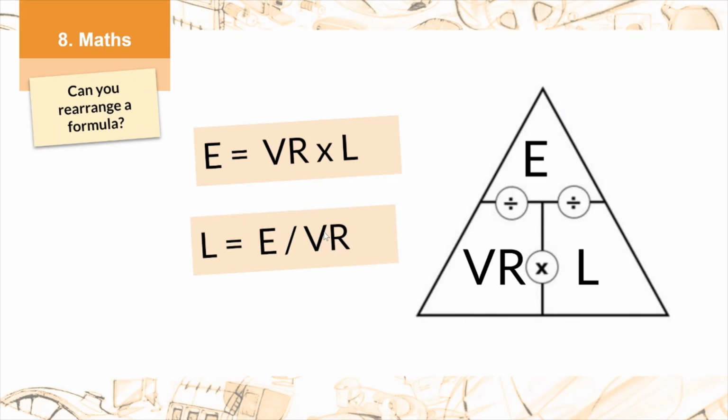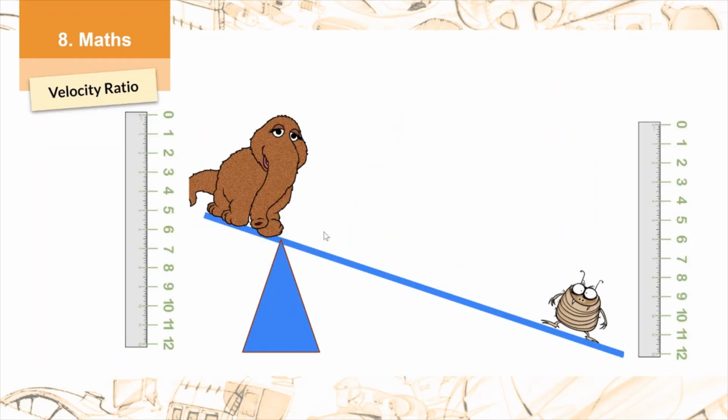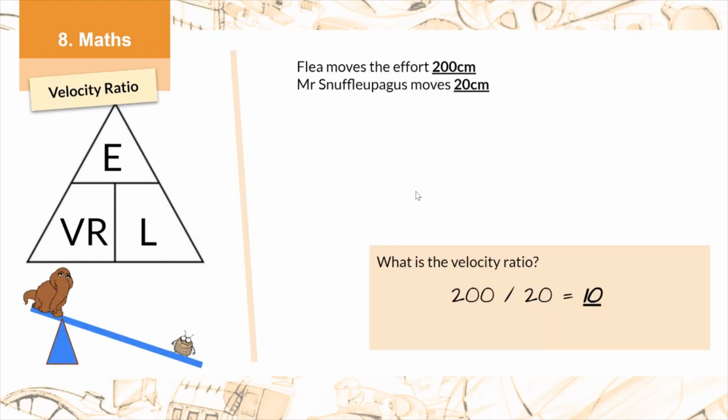Right. Let's have a go at this. So here we are. We've got a flea. He's joined us from earlier on in the video. And on the left, we've got Mr. Snuffleupagus. So if the flea is going to have a go at lifting Mr. Snuffleupagus, the flea would obviously have to move the lever a lot more than Mr. Snuffleupagus would move to get that mechanical advantage. Fleas are strong, remember, though. So let's work it out here.